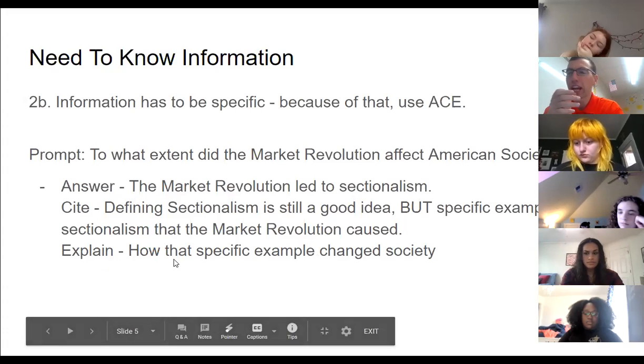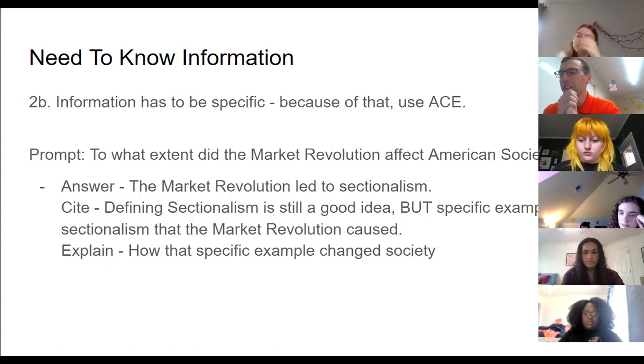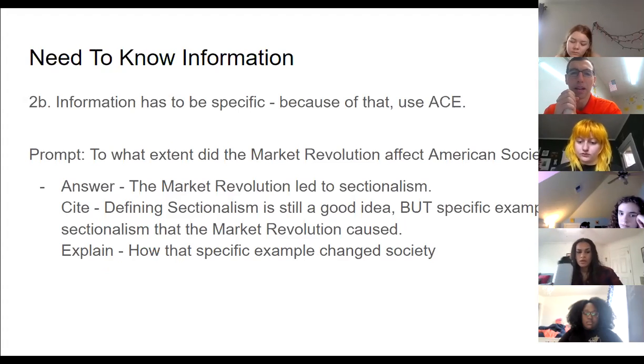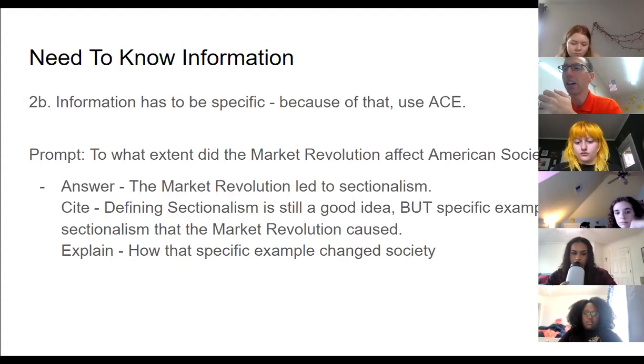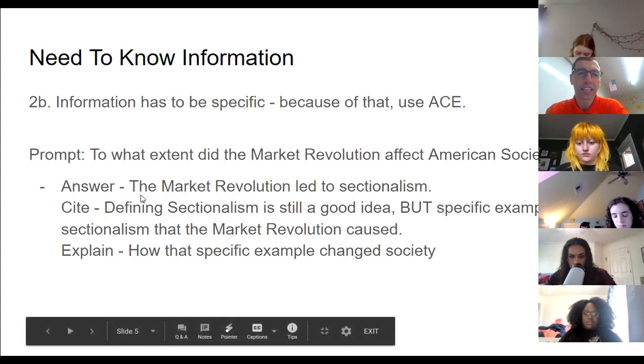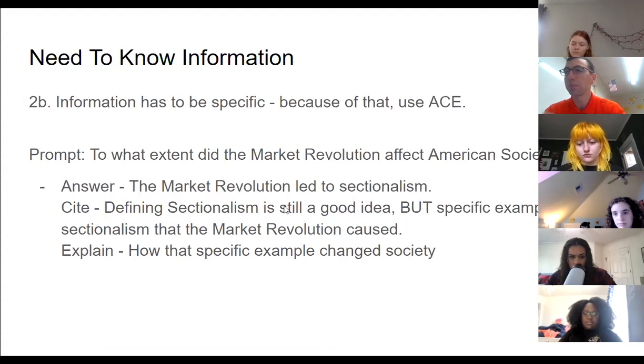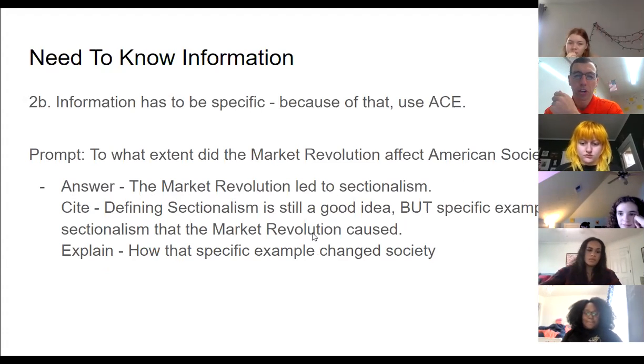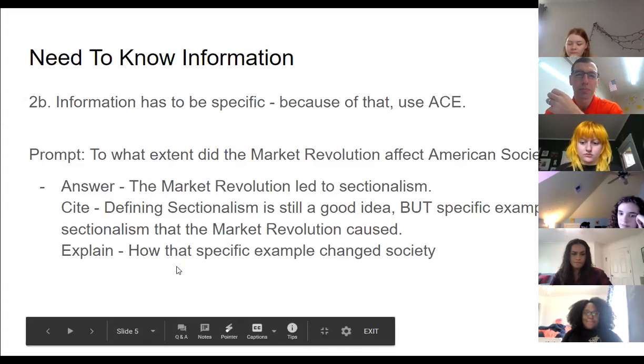So since the information has to be specific, this is why I highly encourage students using the ACE method, because the whole idea of ACE is that you are going to have a specific example that supports your understanding of, or your answer. So the answer would be the market revolution led to sectionalism. The cite would be defining sectionalism, which is fine. You can still define sectionalism, but you need to have a specific example of sectionalism that the market revolution caused. And then you need to explain how that specific example changed society.